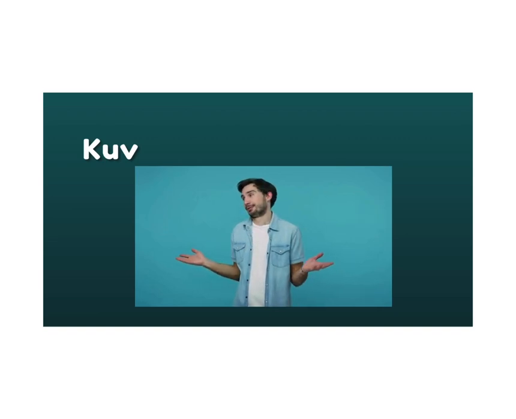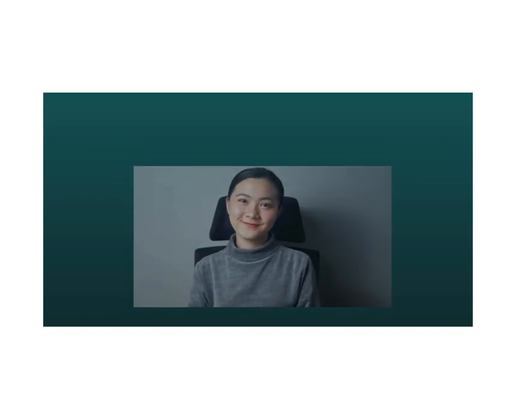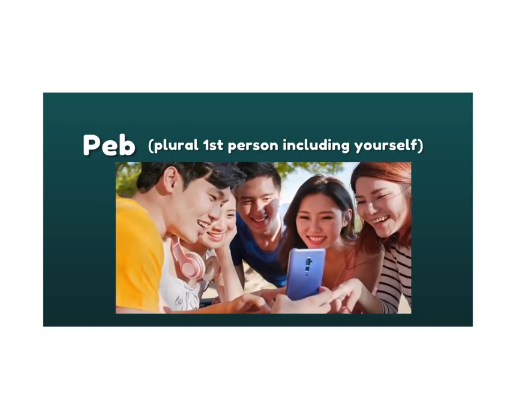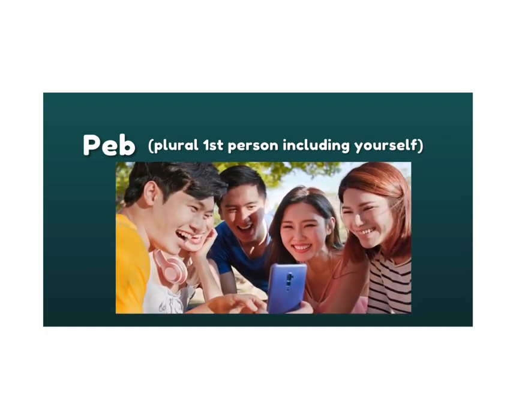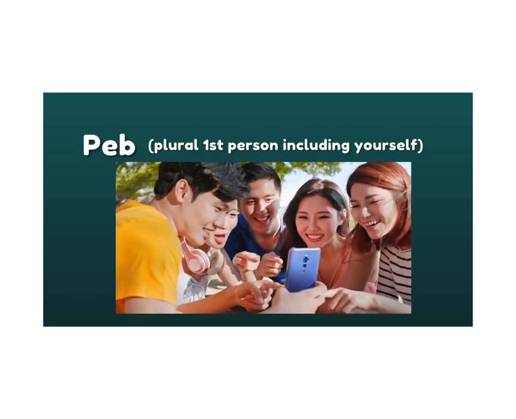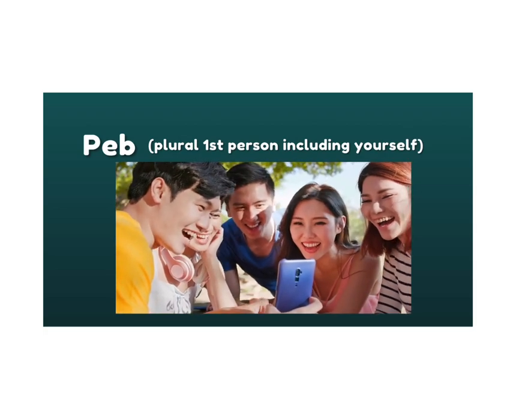Gu means me or I. Ga means you. Now, if you're referring to a group of people and you are included in that group, you would say bei. One way to remember this is that the word bei also means the number 3.